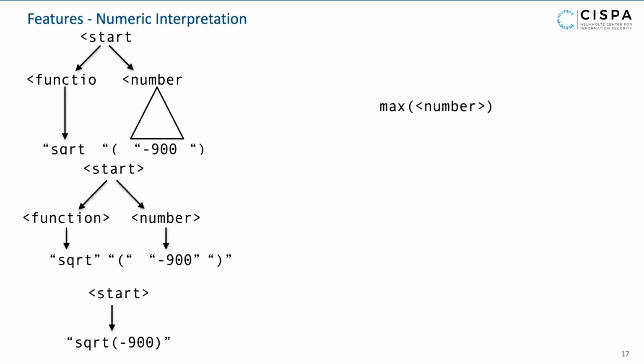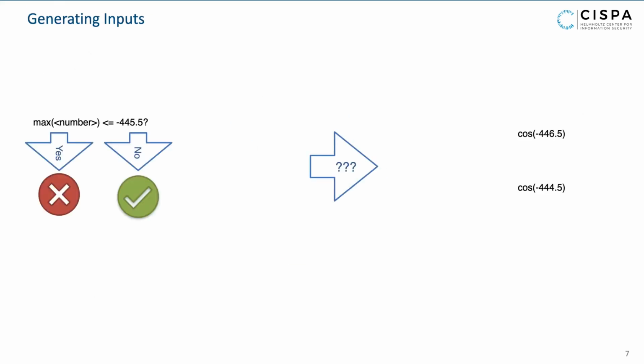We also use the numeric interpretation of the leaf word of a subtree of the derivation tree as a feature. In the example, this only works for number, which gives us the value of minus 900. If there were more than one occurrence of number, we would use the maximal numeric interpretation for all those trees.